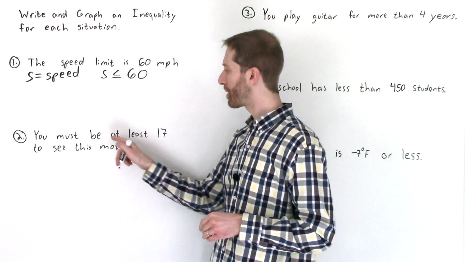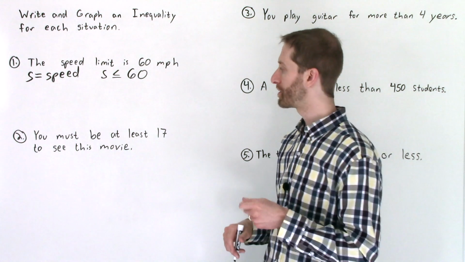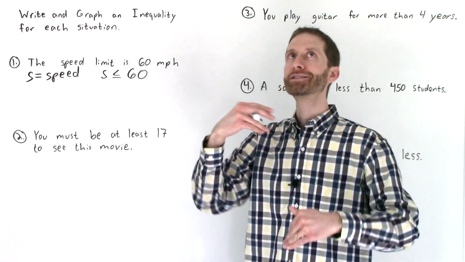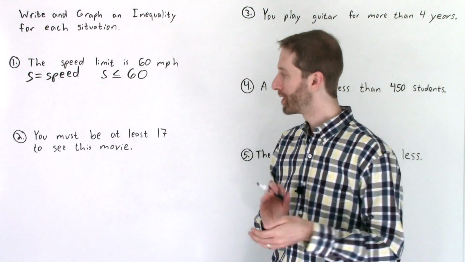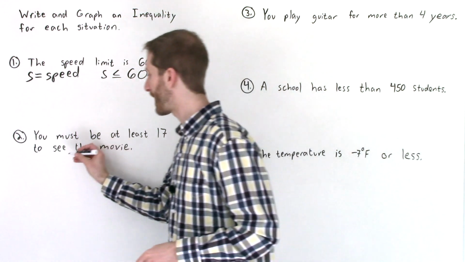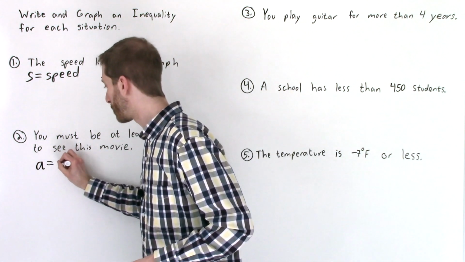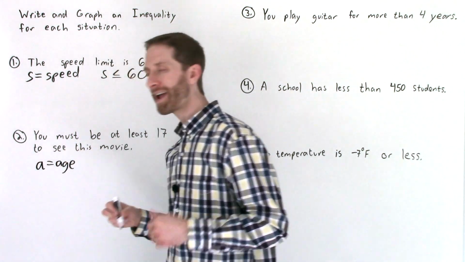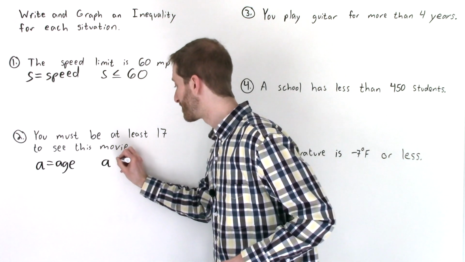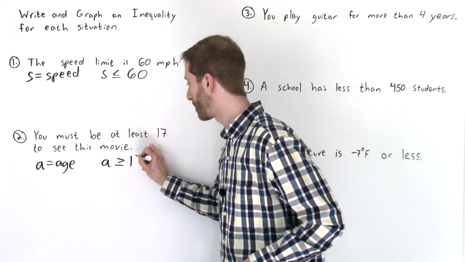Okay, here we have you must be at least 17 to see this movie. So at least means 17 or more. Sounds like greater than or equal to. Let's get to first defining this. So it's our age that we're defining. So I'm going to let A equal your age. And our age must be 17 or more. So age is greater than or equal to 17.